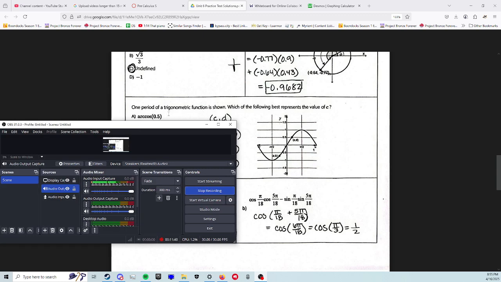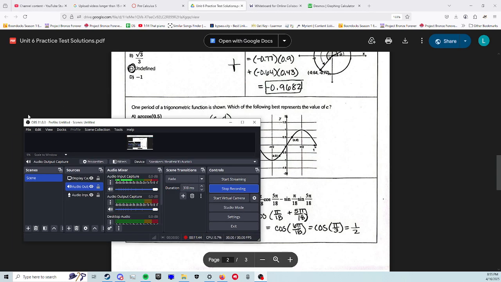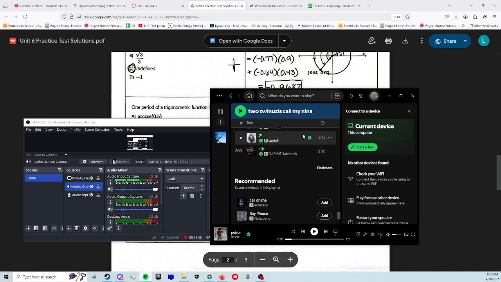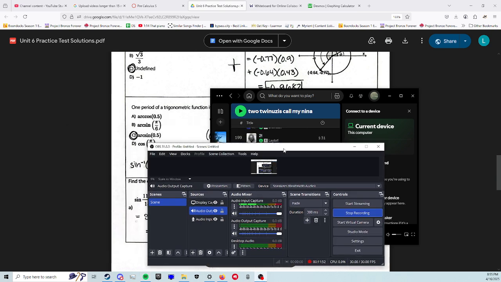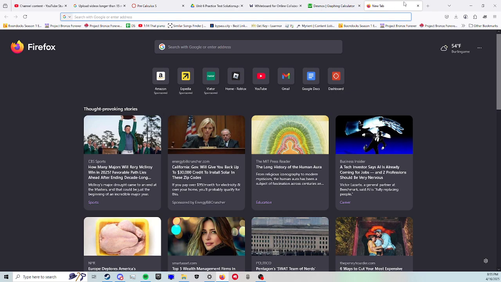So CD. Oh my god. I'm sorry. Wait, I can't make this smaller. Can I use Spotify to make this smaller? Can't make Spotify smaller. Can I make this smaller?